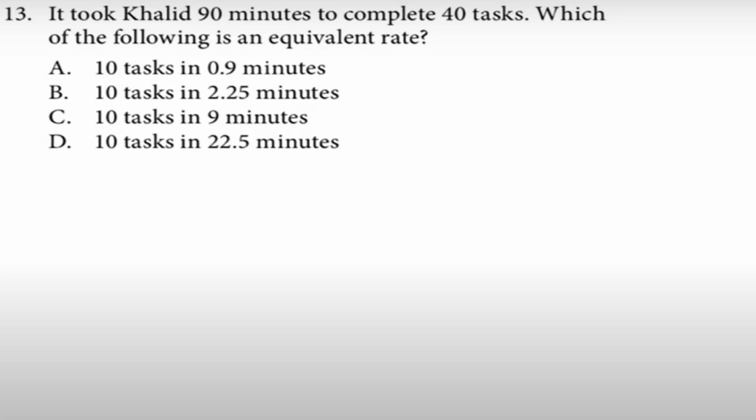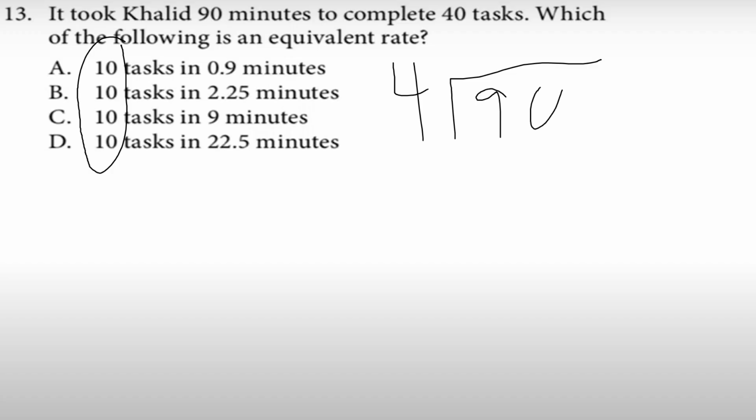all of my answers end up having a 10. So that's telling me the 10 tasks are going to be divided by 4, or it's going to be a quarter of the original task. Since the task that it says in the problem is 40, I know that was divided by 4. So you can just do the same thing, divide the 90 minutes by 4.